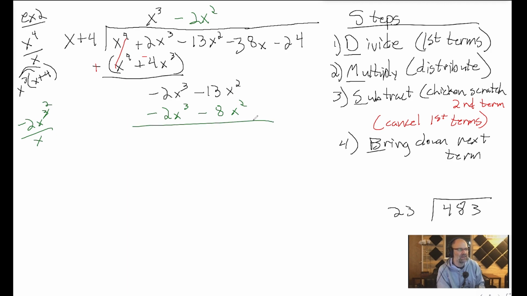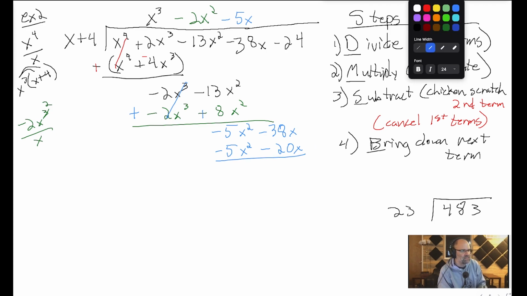Okay, check. Now I'm going to chicken scratch just the second term. So if I'm subtracting, I'm going to go plus positive. Then negative 13 plus positive 8 is negative 5x squared. Bring down the next term, minus 38x, and do it again. Just divide an x out of that, and you're just taking away an exponent. So minus 5x, multiply, distribute. Negative 5x times x is negative 5x squared. Negative 5x times positive 4 is negative 20x.